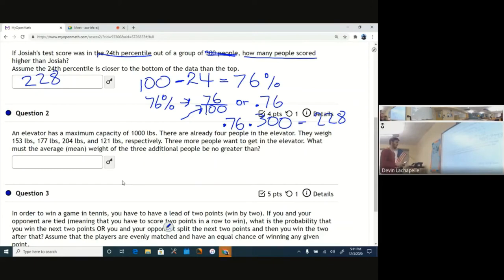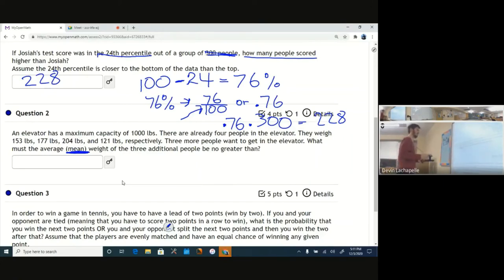All right, an elevator has a maximum capacity of 1,000 pounds. There are already four people in the elevator. They weigh 153 pounds, 177, 204, and 121. Three more people want to get in the elevator. What must the average, or the mean, weight of the three additional people be no greater than? Okay. So we kind of got to remember what our mean is, right? So mean, that is when we add our data points together and divide by the number of data points.